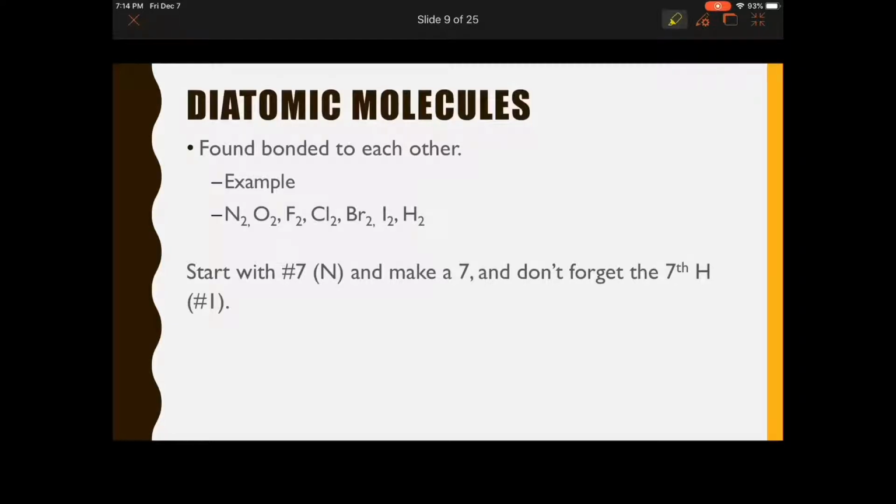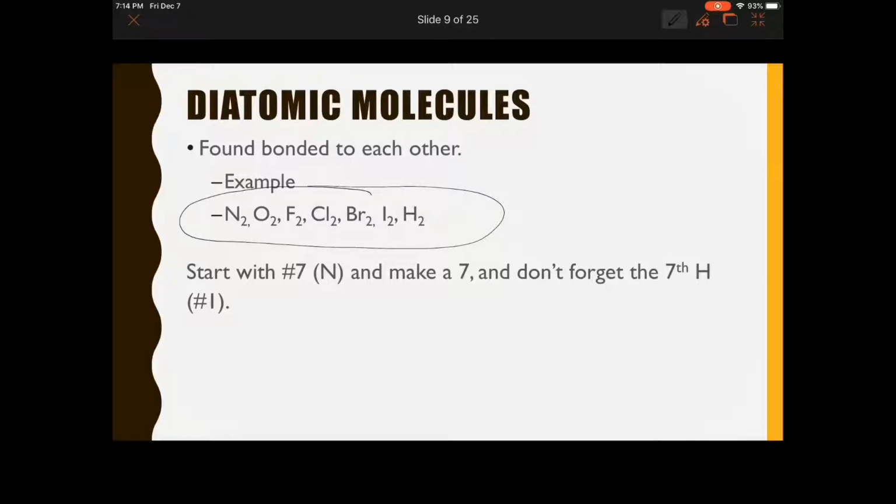Now let's talk about some diatomic molecules. These are bonded to each other. And we did talk about this a little bit when we talked about calculating molar mass and molecular mass, but these are all of the ones that you are typically going to find bonded like that. That's nitrogen, oxygen, fluorine, chlorine, bromine, iodine, and hydrogen.